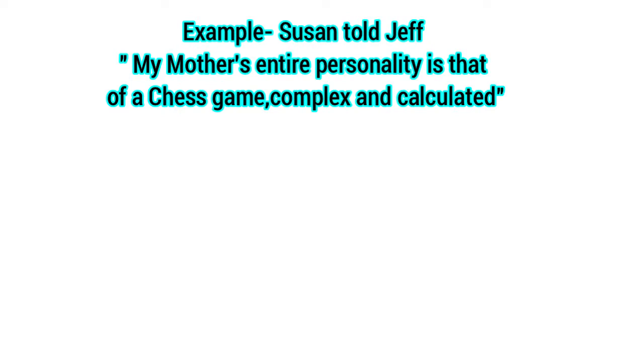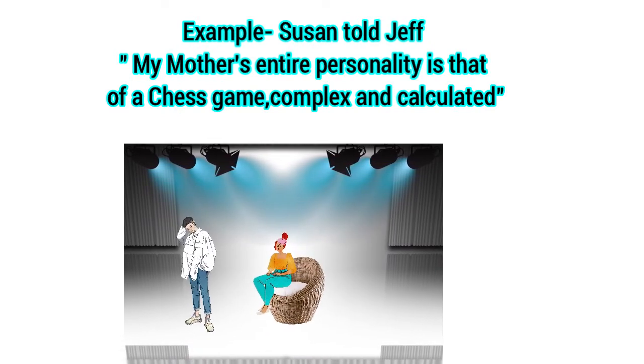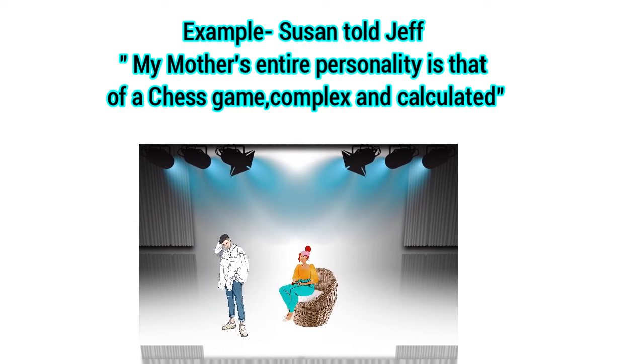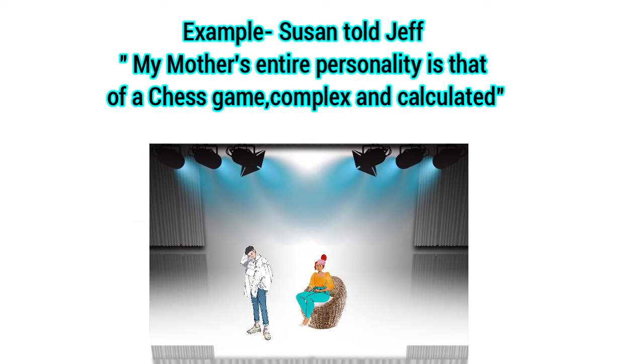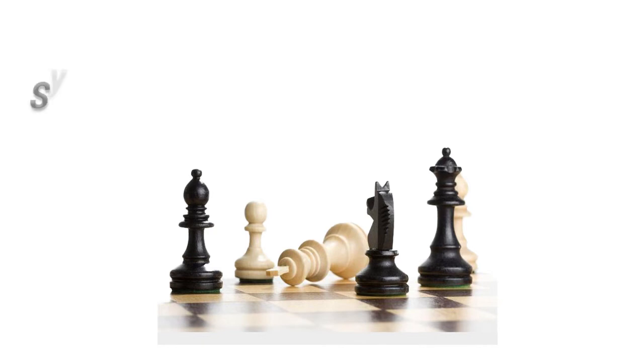For example, Susan told Jeff while being on stage that my mother's entire personality is that of a chess game, complex and calculated. Here, we see that the character describes her mother by showing comparison to a chess game, which gave off a deeper concept of another character.